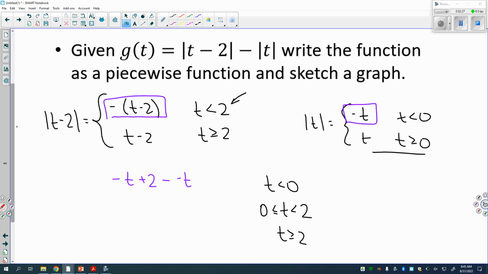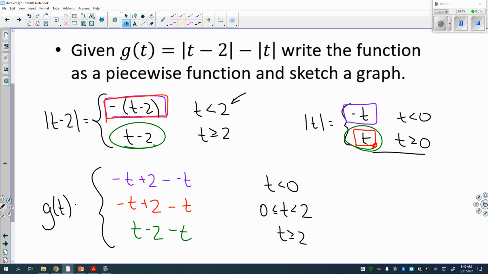For the bigger than 0 and smaller than 2, I'm using this part here for bigger than 0, and this part here for less than 2. I put these together. Again, I have to do my first part first, so I take this negative t plus 2, and then I subtract the part that comes from over here, which is just t. And then for my third part, it's bigger than 2, from this one and from that one. I do the first part, t minus 2, and I subtract the other part, t. And this is what my function is.